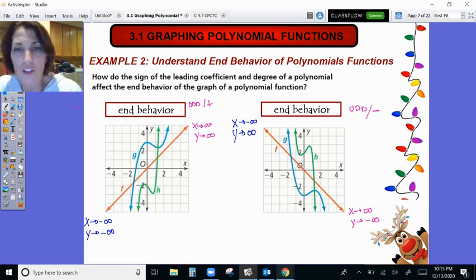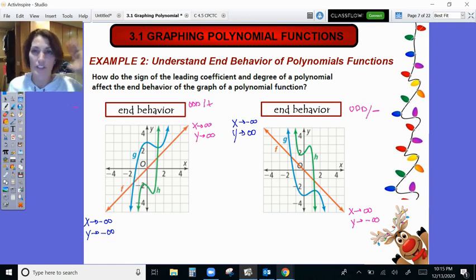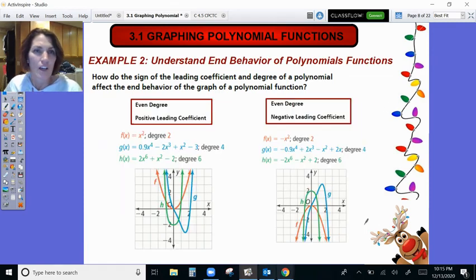You first look at your degree. Are the ends doing the same thing or the opposite thing? And then your end behavior. Sometimes I actually look at the coefficient first to see if my right-hand side is going up or down, and then I look at the degree to see if they're doing the same thing or the opposite thing. Okay, so now let's look at what happens if we have an even degree.